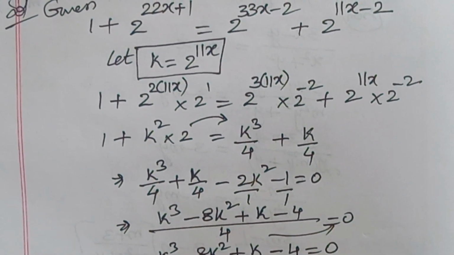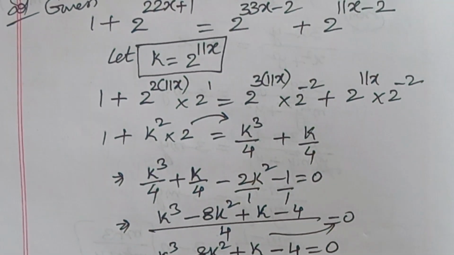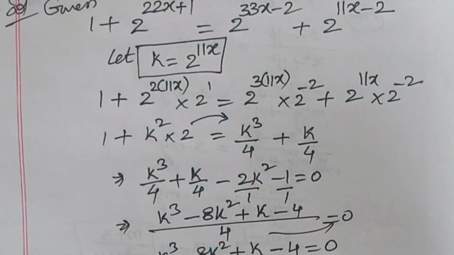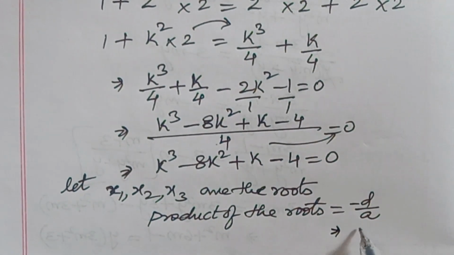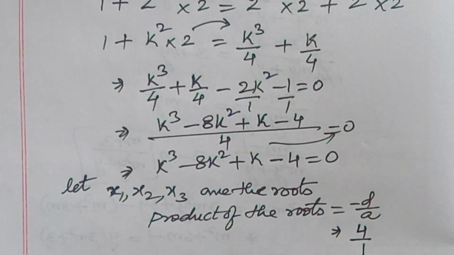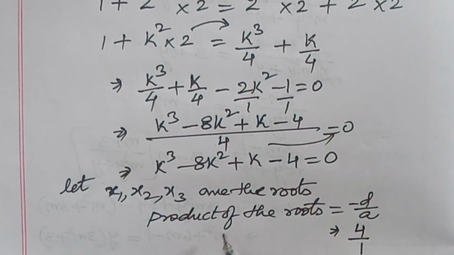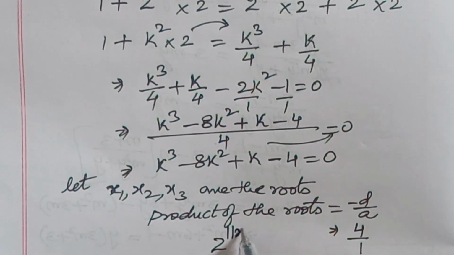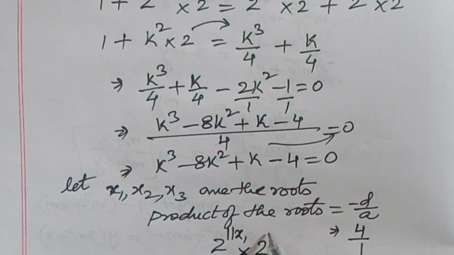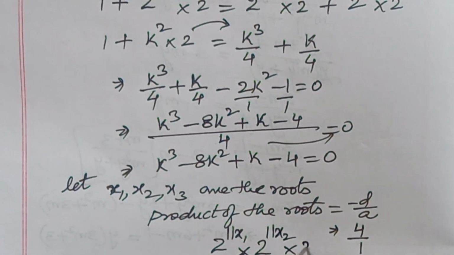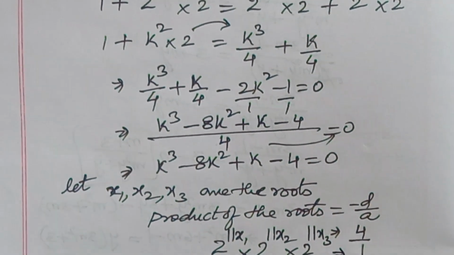Now the product of the roots. Product of the roots is minus d by a. So here it is 4 by 1. So the roots are 2 to the power of 11x1 into 2 to the power of 11x2 into 2 to the power of 11x3. This value is equal to 4.